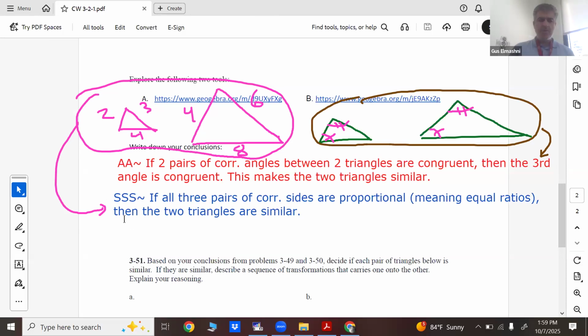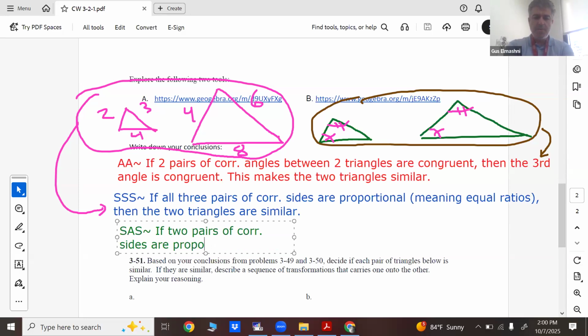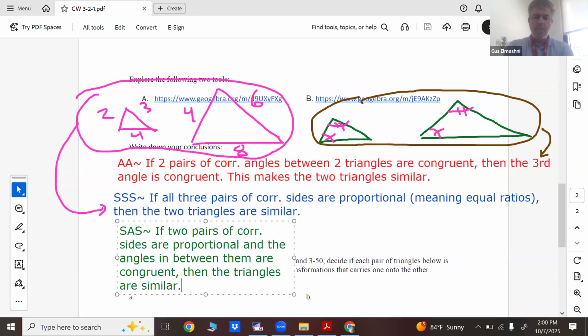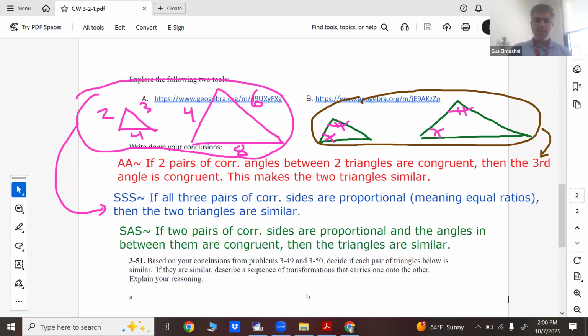Lastly, we'll go green. SAS similarity. What this means is that if two pairs of corresponding sides are proportional and the angle in between them are congruent angles, then the triangles are similar. All right. So how's that look?